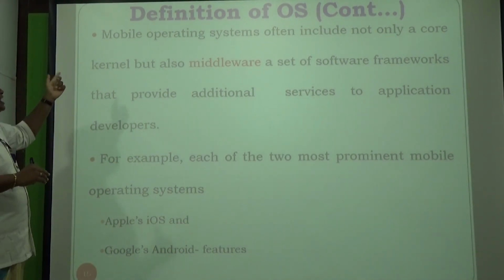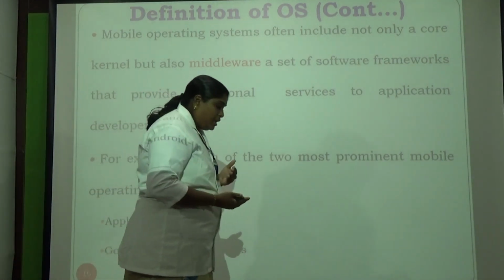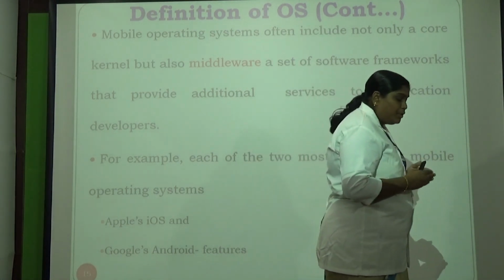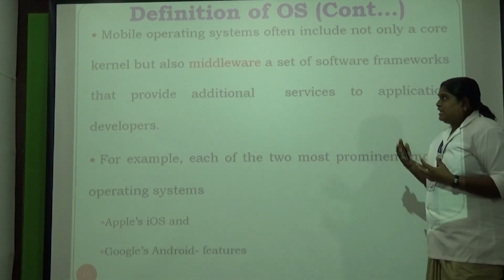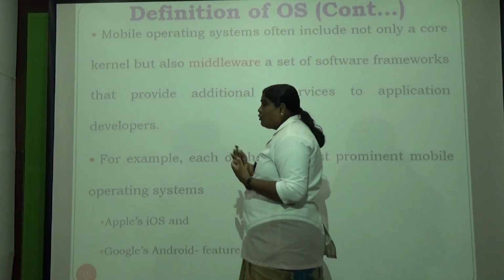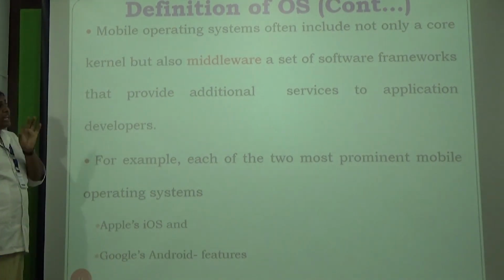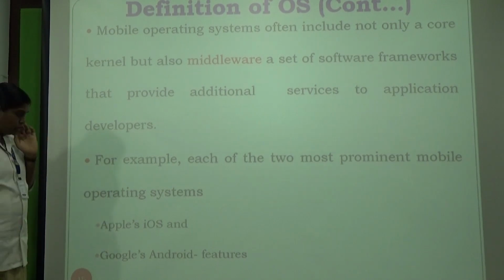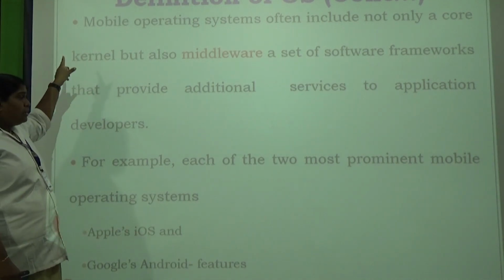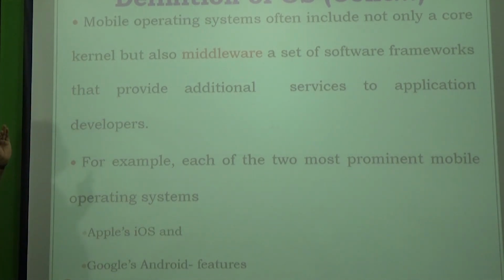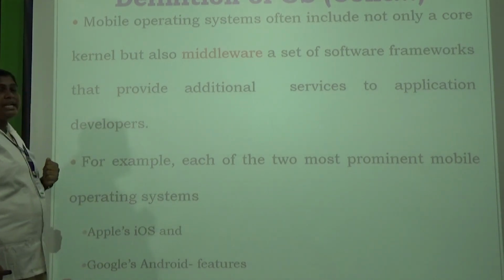Now what we are going to see in the definition of words is the mobile operating system. Because nowadays most people are not sitting at a laptop or a computer and working for a long time, right? They have the most compatible thing, called the mobile, right? That mobile also has operating systems. So that operating system should include not only a core kernel, but also what is called middleware. What is this middleware in a mobile operating system? It's a set of software frameworks that gives some additional services to the application developers.